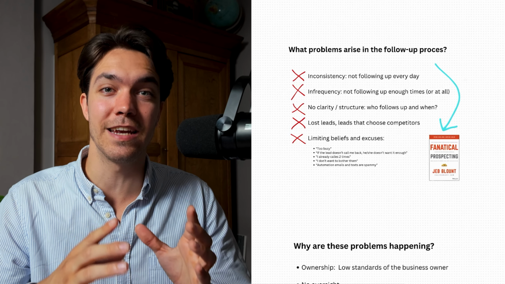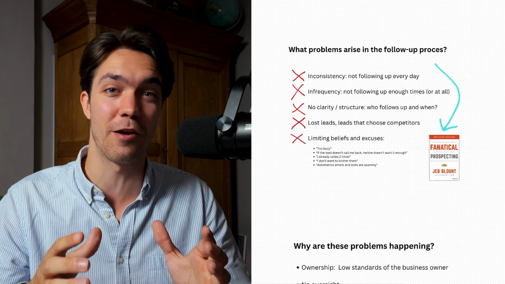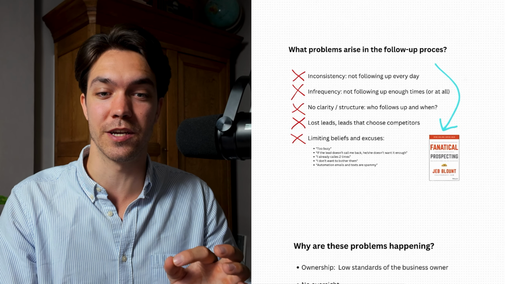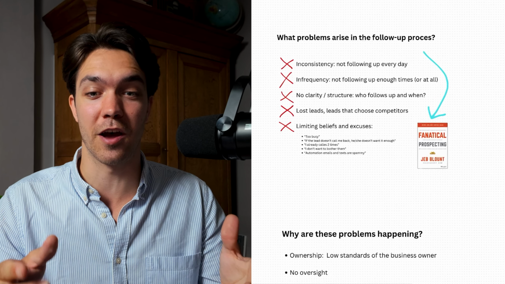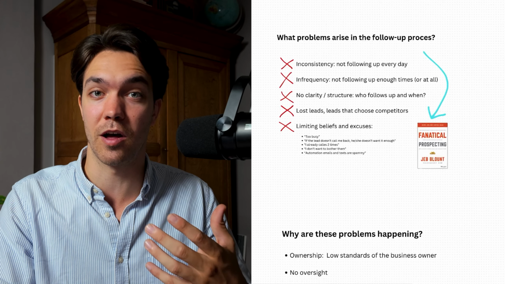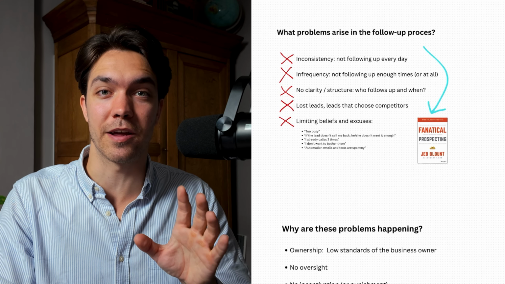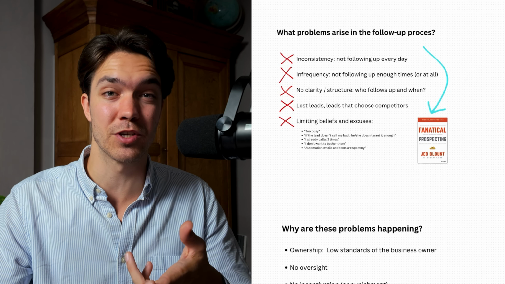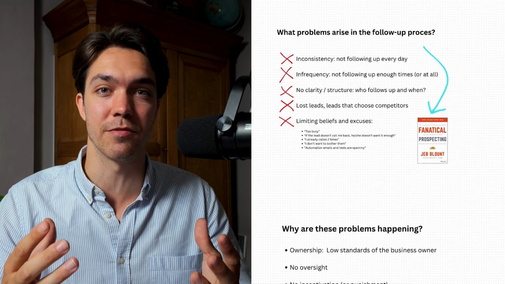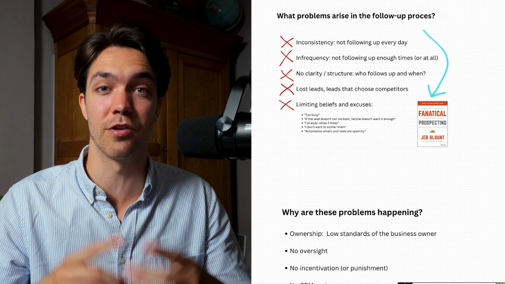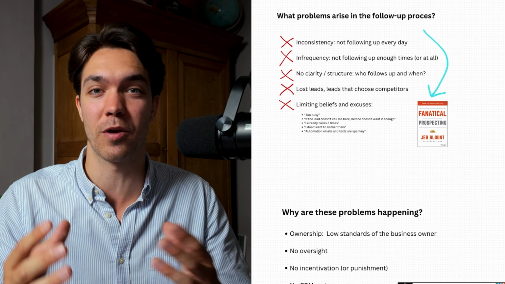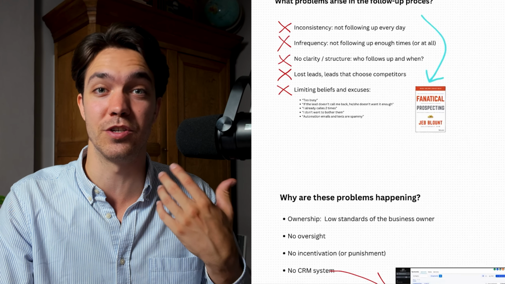Well, first of all, it's inconsistency, which means not following up every single day consistently. The second one is infrequency, which is not following up enough times, or not at all even. Maybe you're only using automations to follow up instead of calling people. The third problem is no clarity or no structure. Who follows up? When do they follow up? Have you created tasks? Do you even have a CRM system? The fourth problem is lost leads. You're losing leads, and you're losing leads to competitors because you're actually not following up correctly, because you're not top of mind.